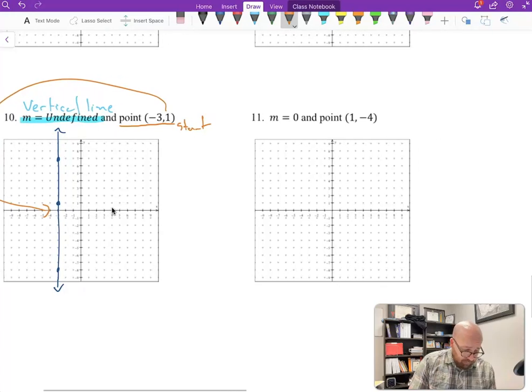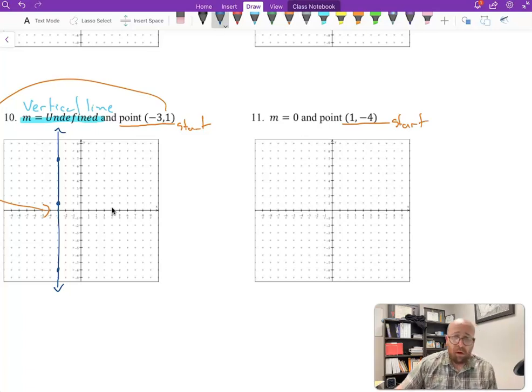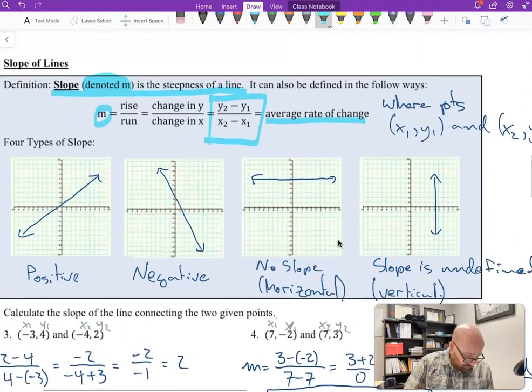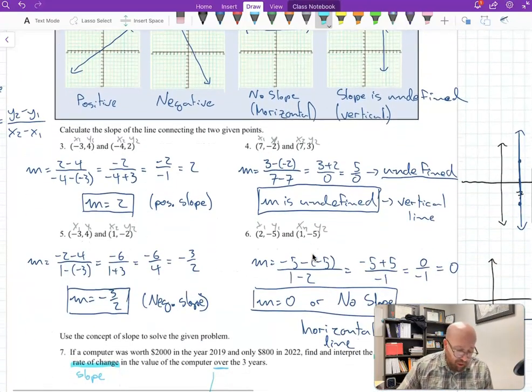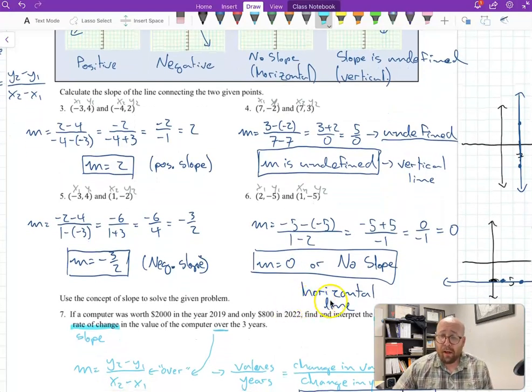Problem number 11. We're going to start with the point (1, -4). So we have (1, -4). That's going to be right here. And m is 0. So again, go back up to our notes. m is 0. We said that's the same thing as no slope. We also saw that in problem number 6. m is 0 or no slope. What kind of line is this? It's a horizontal line.